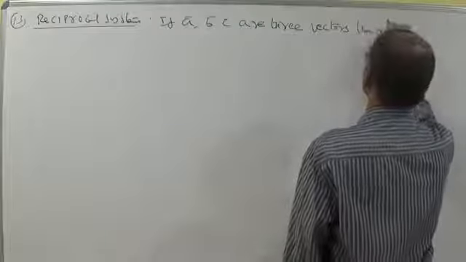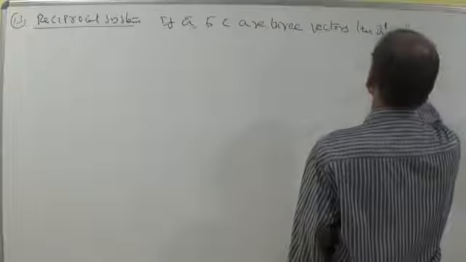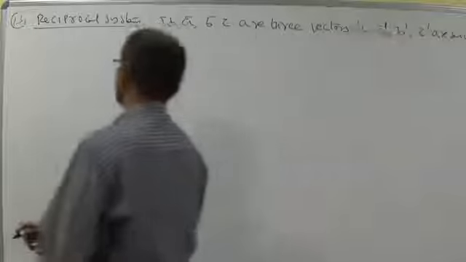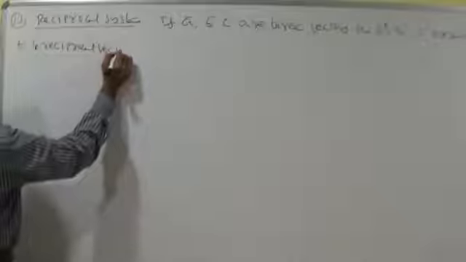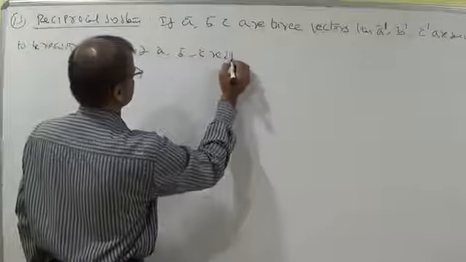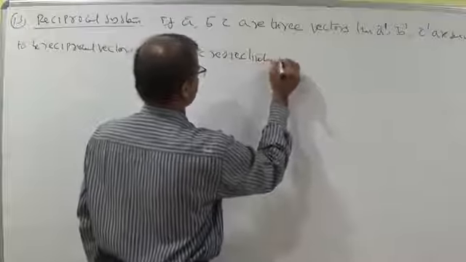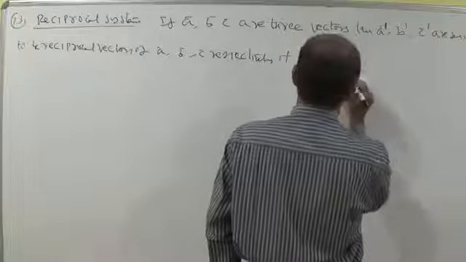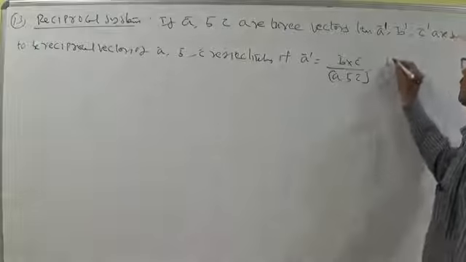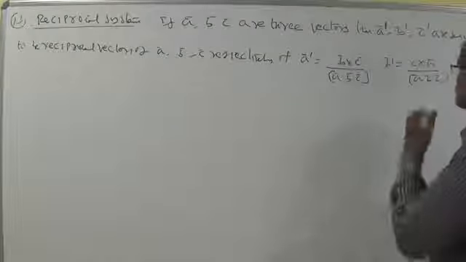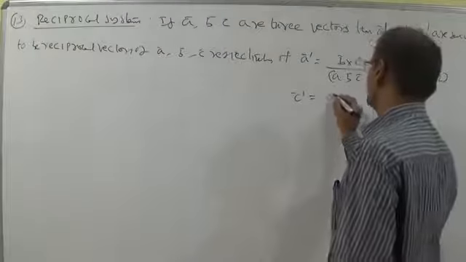then A dash bar, B dash bar, C dash bar, don't think this is inverse, are said to be reciprocal vectors of A bar, B bar, C bar respectively, if the notation is A dash bar is equal to B cross C by box ABC, B dash bar is equal to C cross A by box ABC, next, C dash bar is equal to A cross B by box ABC.